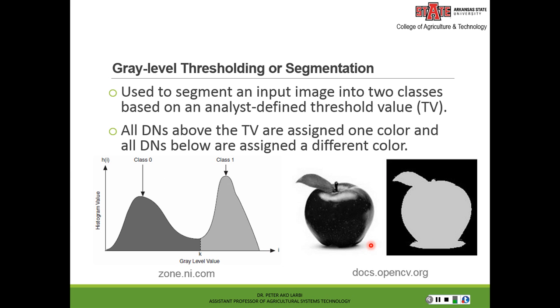So in this case, we call the thresholding also segmentation. So either thresholding or segmentation, which just splits the data into two halves. DNs are digital numbers, which is basically the pixel value. TV is a threshold value which we identify to split the data into two halves.